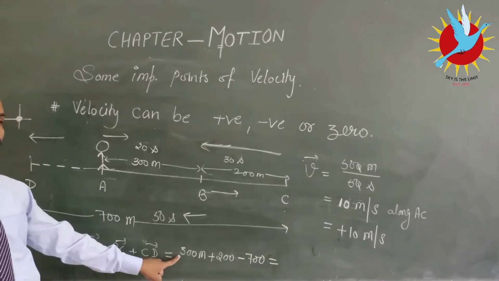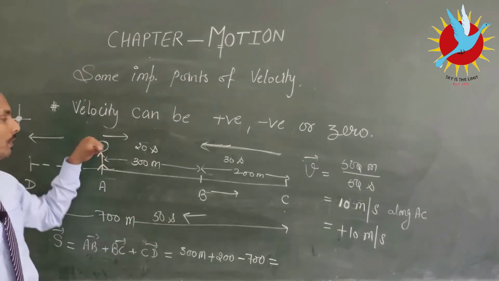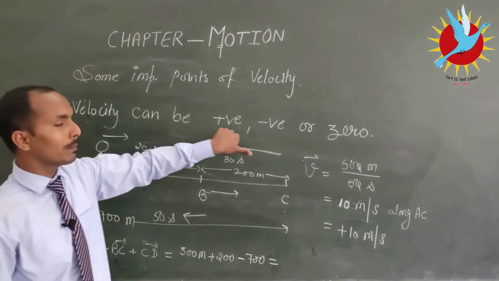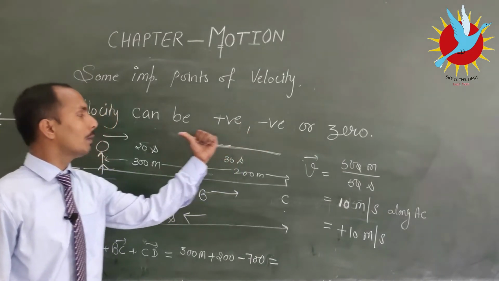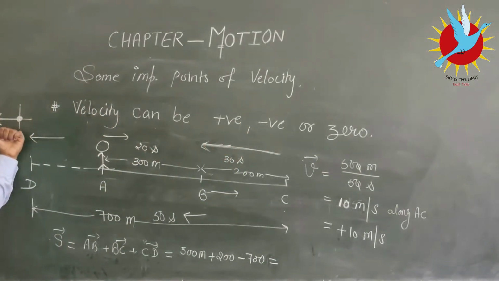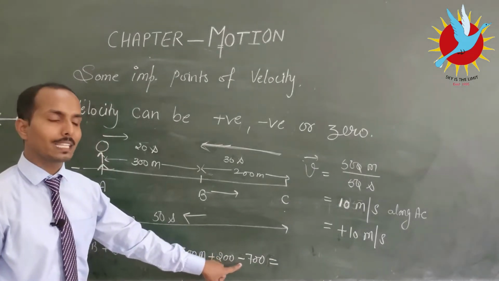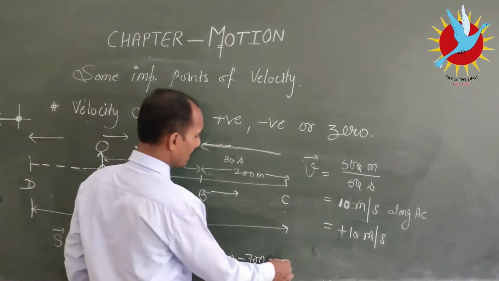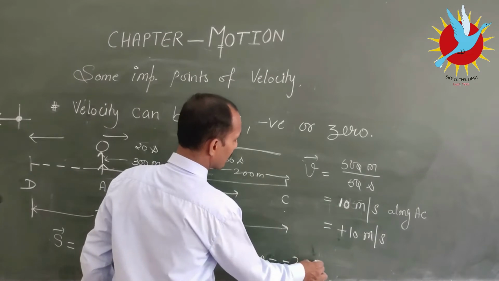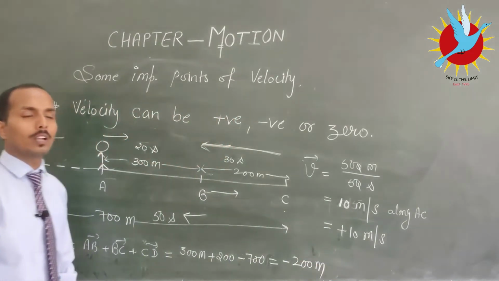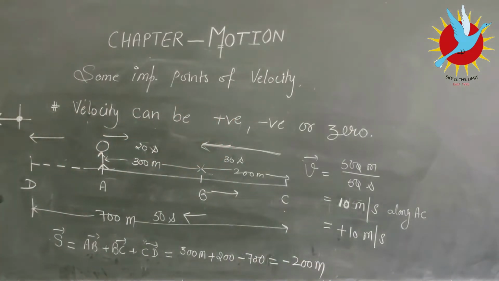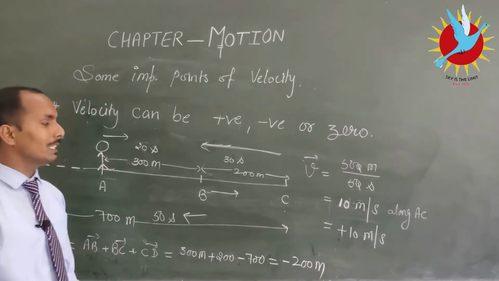Why am I taking minus 700? Because initially I am taking this direction as positive. So if a person is moving in this direction, you take positive, and if you are moving opposite to the previous motion, then you take the negative sign. So your total is minus 200 meters. Minus 200 meters says that the displacement is negative.